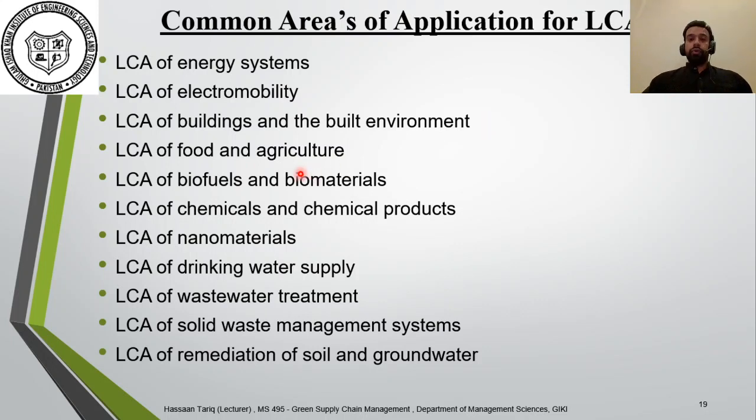Similarly, you might go for food and agriculture. You might be comparing how genetically modified foods or genetically modified seeds might perform better environmentally than the traditional ones. Similarly, biofuels and biomaterials, that is more towards biodiesels. You might also have a study for chemicals, nanomaterials, or drinking water supply. Similarly, wastewater treatment, where you have a process A and a process B. So which one is contributing less towards the environment and which one is the better one to be used?